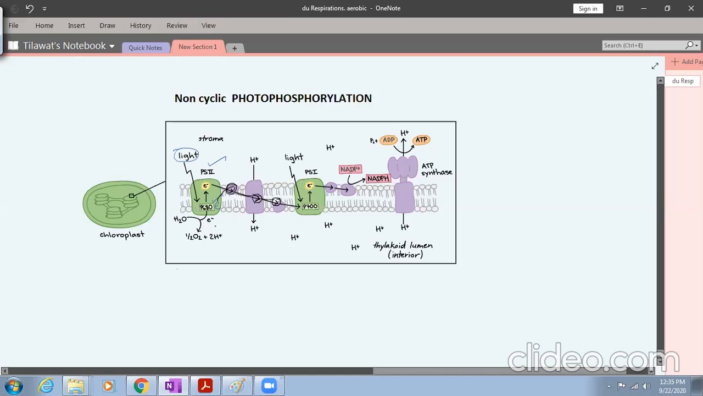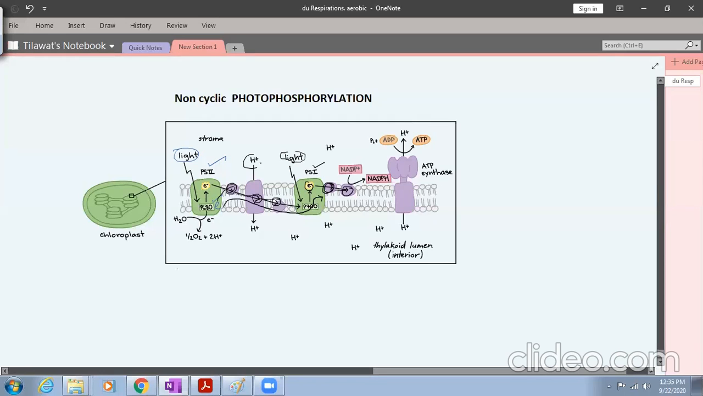Be with me here. At the same time, light will be absorbed by photosystem 1, and from photosystem 1 an electron will get excited and move to a higher energy level, and that will again be accepted by a primary electron acceptor, and that will also move through a chain.